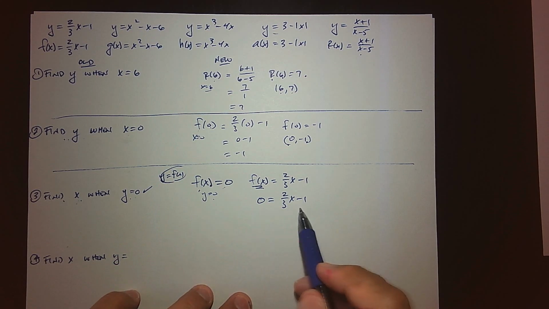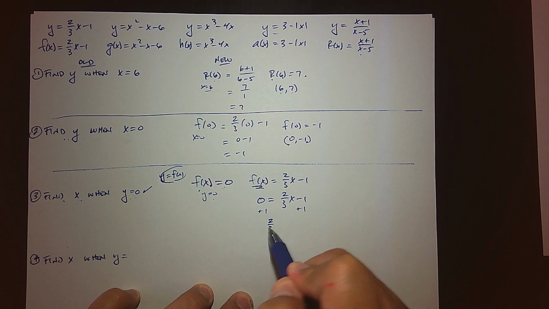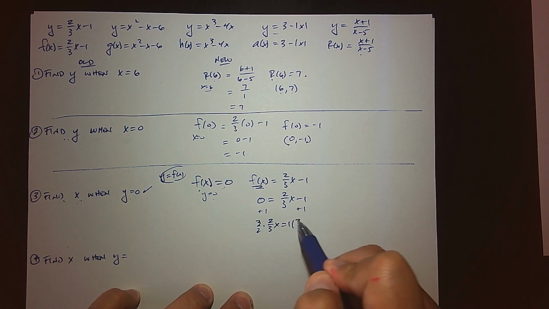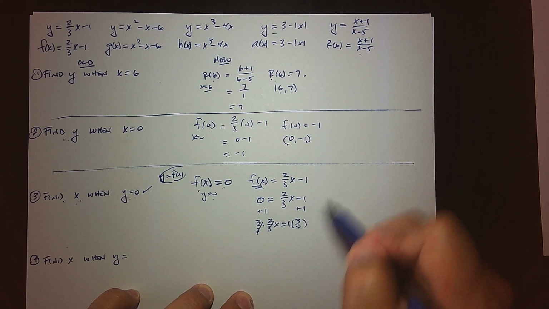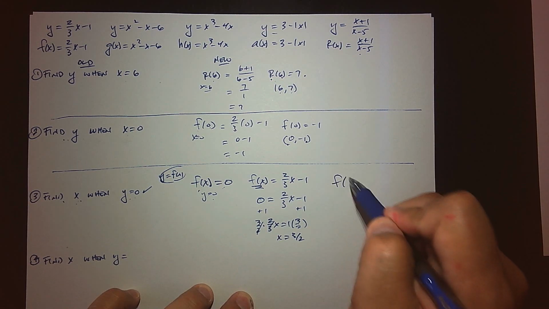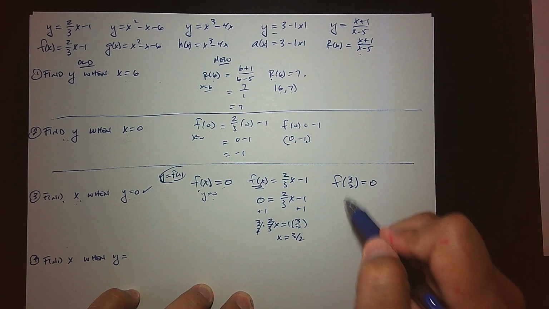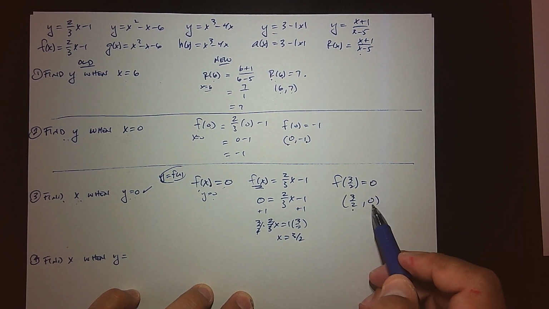And so we now solve the equation. So add 1 to both sides. We essentially get 2/3 x equals 1. How about we multiply both sides by 3/2, and everything goes away, and we're left with x equals 3/2. So functionally speaking, we're saying f of 3/2 is equal to 0, or in an ordered pair, we're saying when x is 3/2, the output is going to be 0.